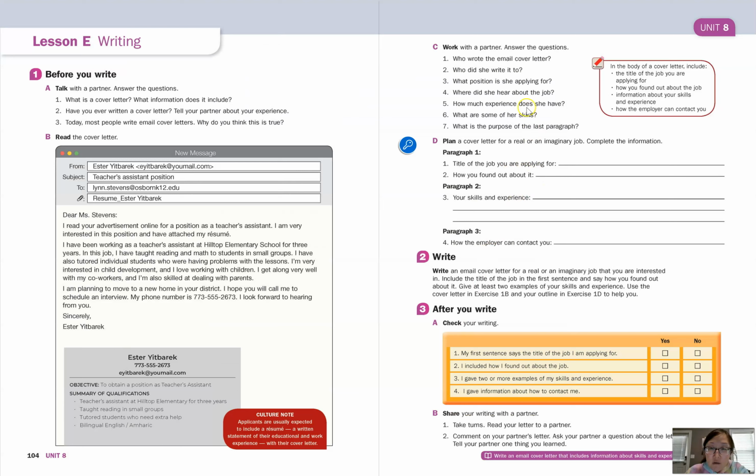All right, so let's look at these questions. I want you to go ahead and take some time to answer these questions in a complete sentence. And then when you're finished, you can press pause and then play when you're finished. And only do letter C. You don't have to do D. Okay?